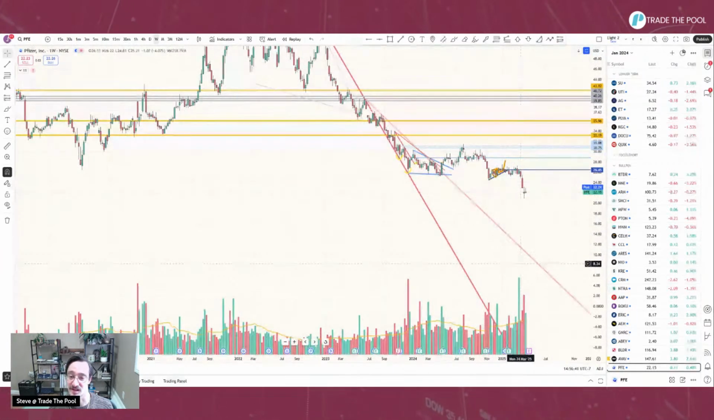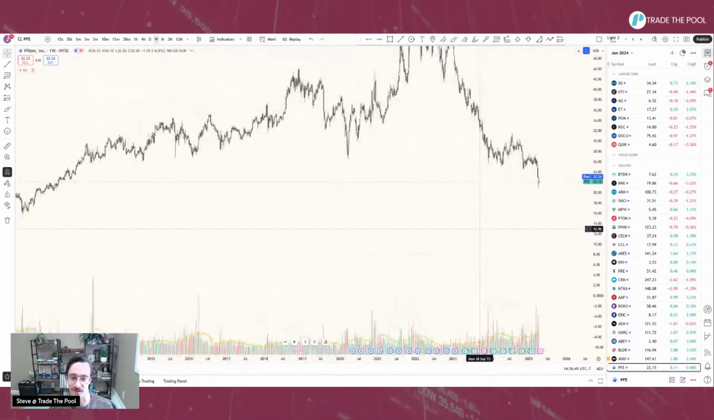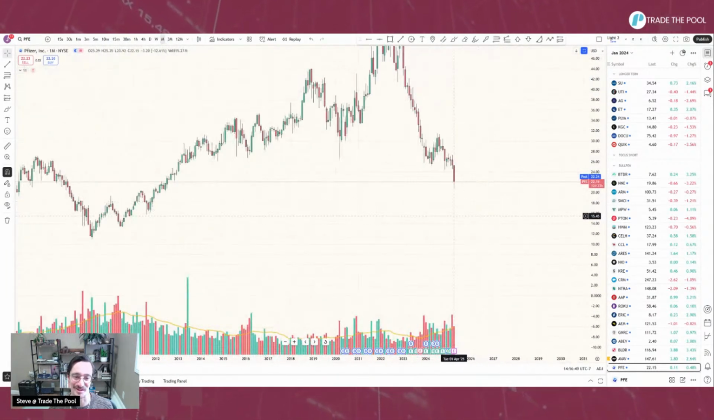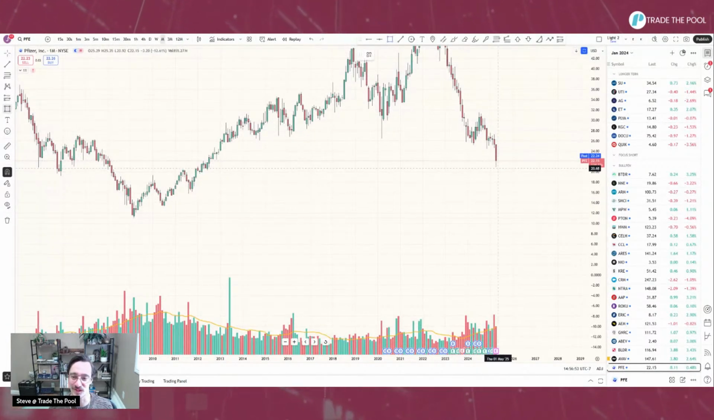Gotta say, looking ugly. Let me get rid of these lines. They're old and messy. There we go. Start fresh. So whenever I have to go to the monthly chart to find support, I know it's rough times. So let's figure out if this is a valid buyer and what we were seeing there.